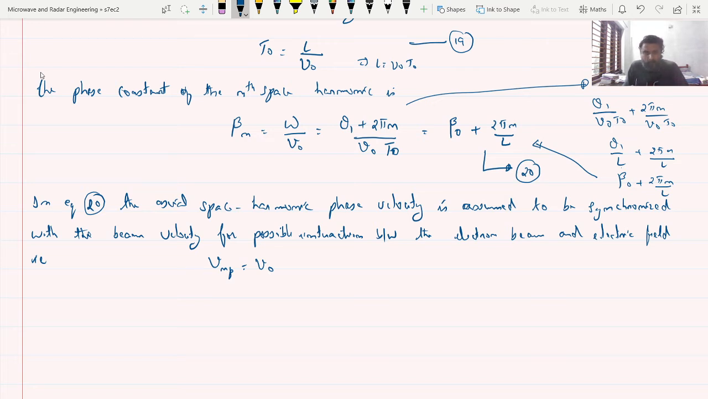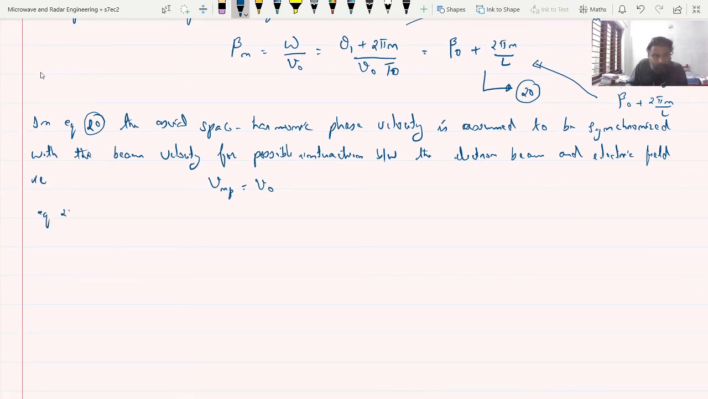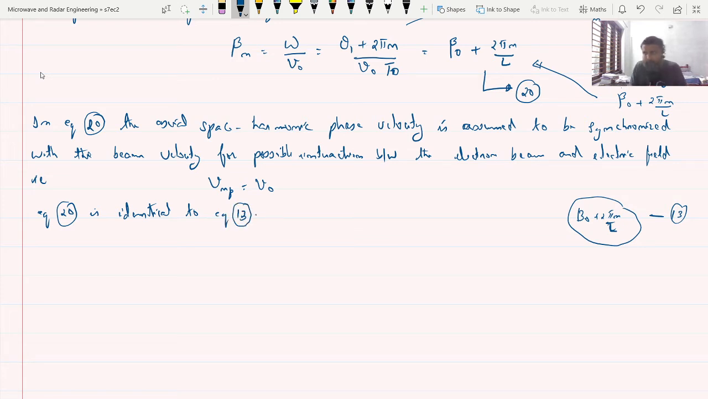So equation 20 is somewhat identical to equation 13, which is nothing but beta naught plus 2 pi n by L. You can verify the previous derivation with respect to the Brillouin diagram, where we derived this equation. So equation 20 is identical to equation 13.